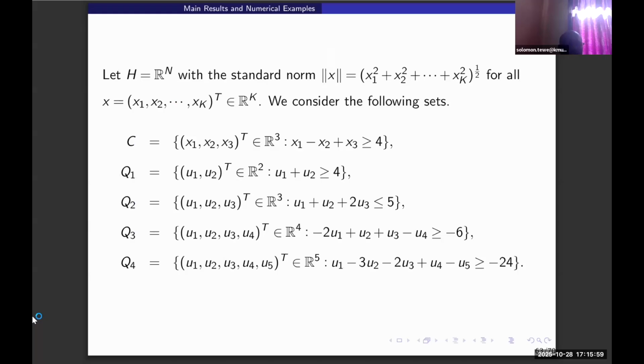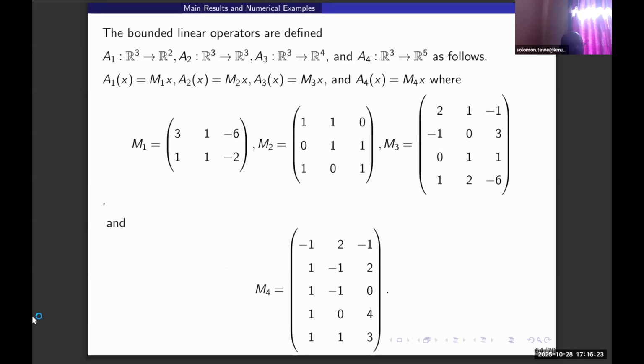This is a second example, where we have the special case, that is, the split feasibility problem with multiple output sets. So we consider sets C, Q1, Q2, Q3, Q4. It is possible to show that they are, and set H is R^n as given here. So you can see that they are simply non-empty closed convex subsets. And we take different operators, A1, A2, A3, and F4.